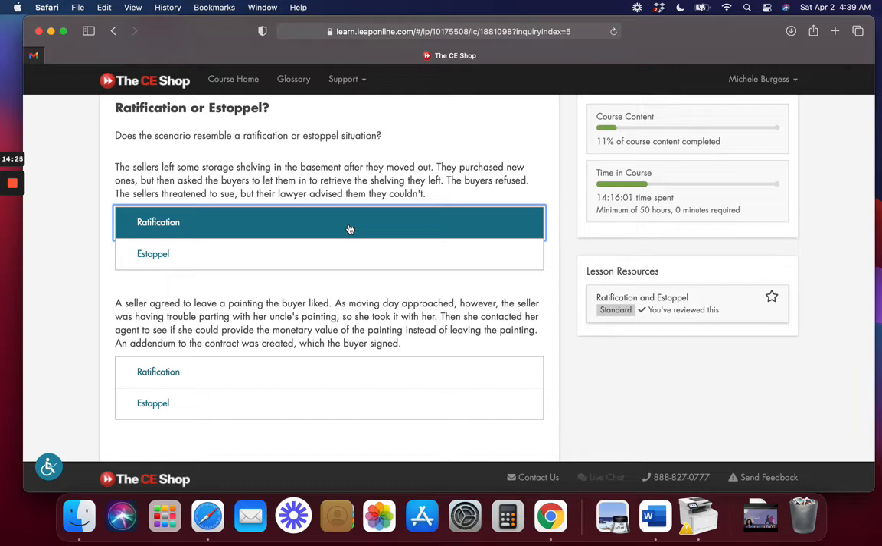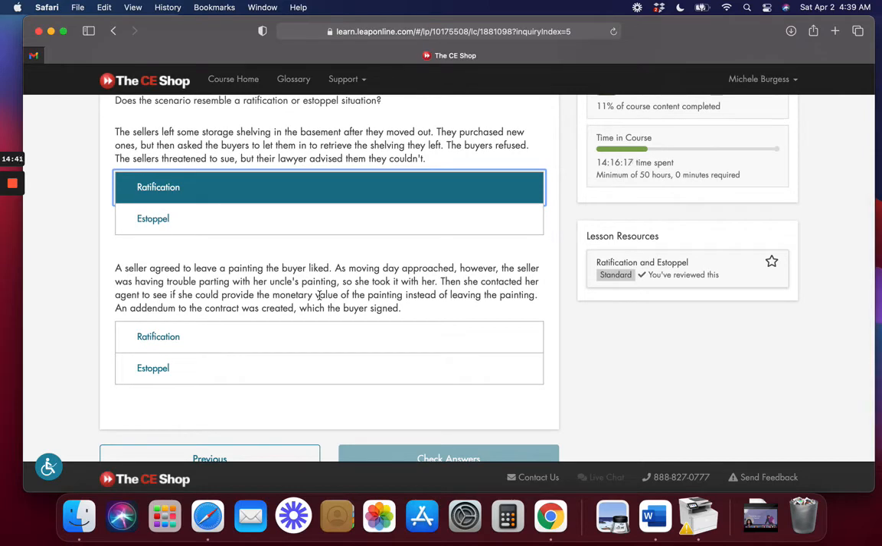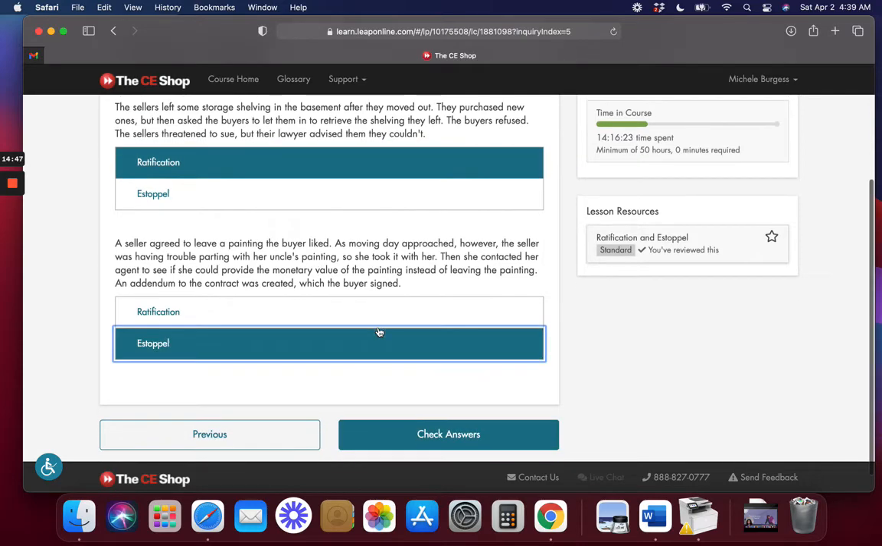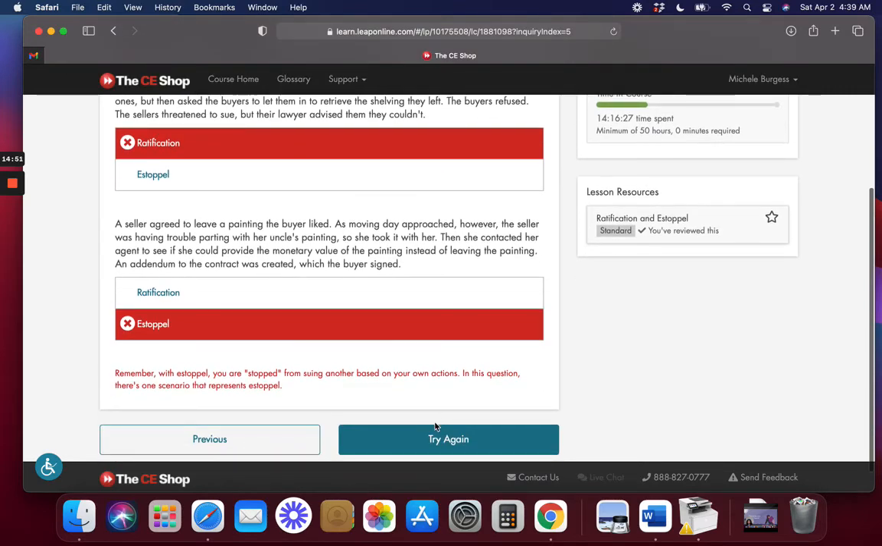A seller agreed to leave a painting the buyer liked. As moving day approached, however, the seller was having trouble parting with her uncle's painting, so she took it with her. Then she contacted her agent to see if she could provide the monetary value of the painting instead of leaving the painting. An addendum to the contract was created. I might have these backwards, but let's try it. Yes, I have them backwards.